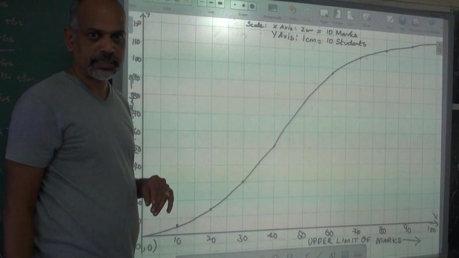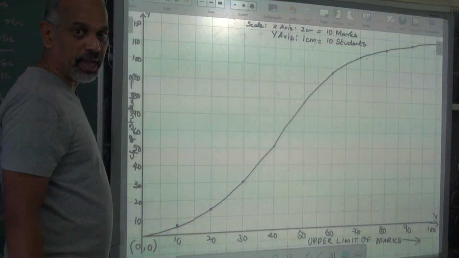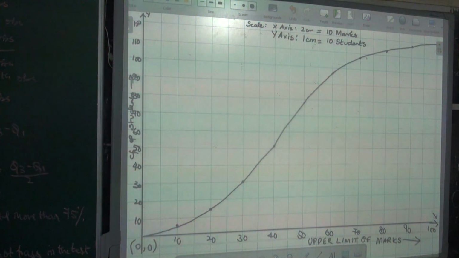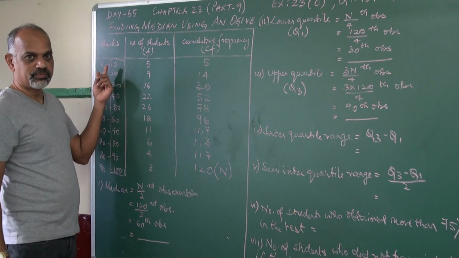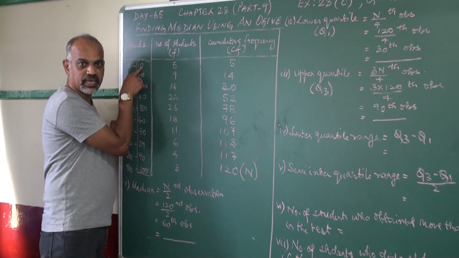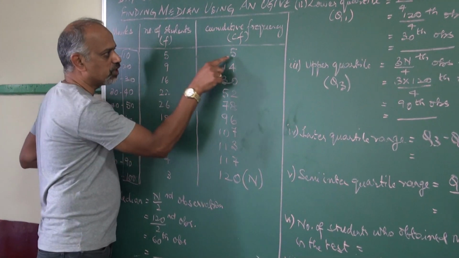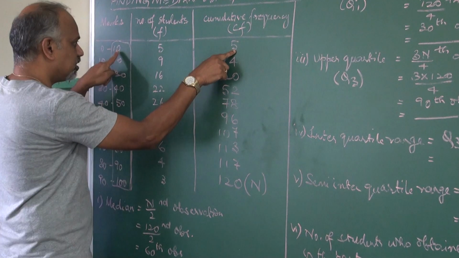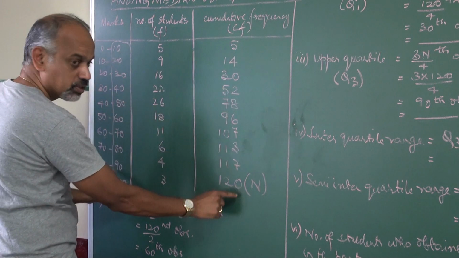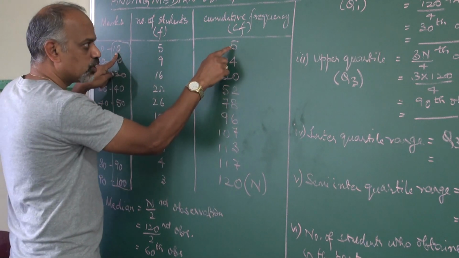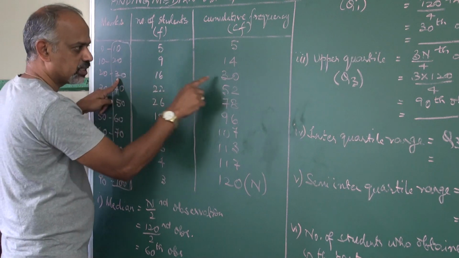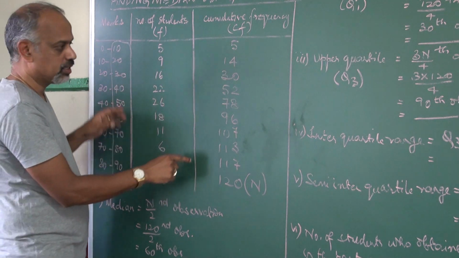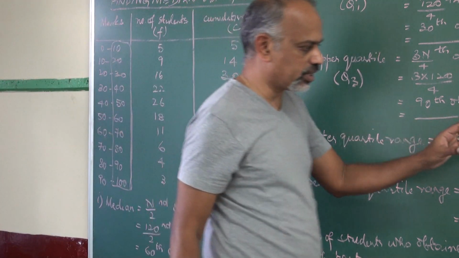After plotting this, if we go back to the table, look at this. The first upper limit is 10, for that the cumulative frequency is 5. This and this is what you're going to plot, these two. So for 10, cumulative frequency is 5. For 20, it's 14. For 30, it's 30, and so on. So this is what we're going to plot here.